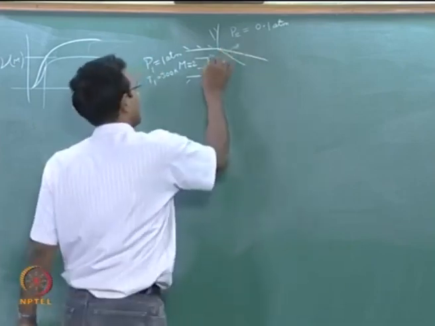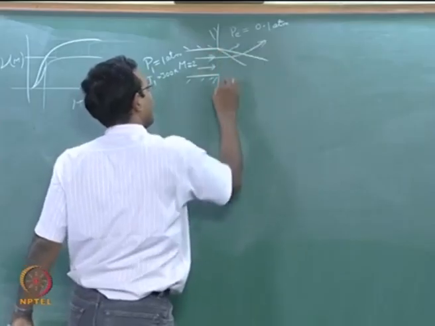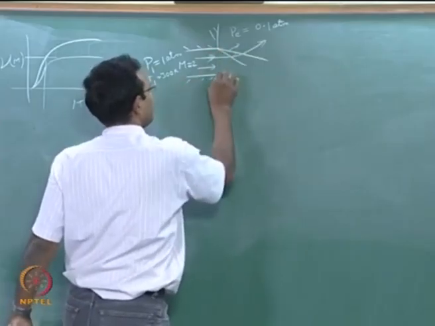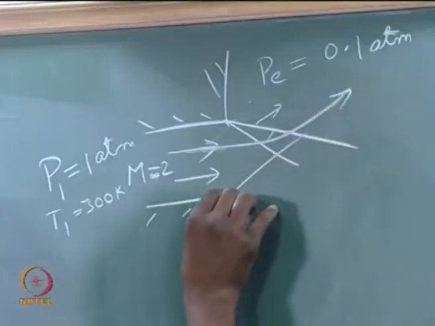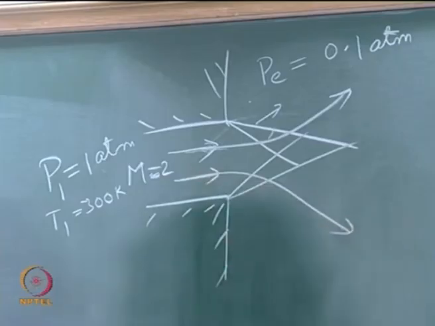The flow is turning like this, right? You can imagine that. Flow is going like this and it is turning out. If I think about the same thing on the bottom, it's going to go like this and it's going to turn down like this. This is what should happen.